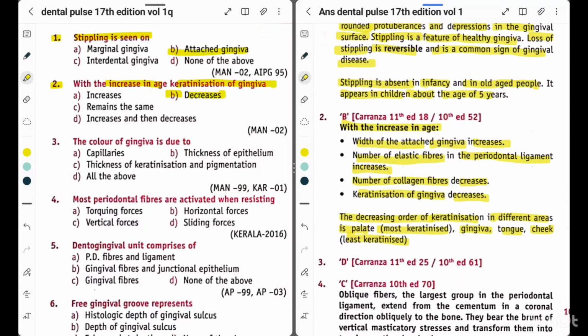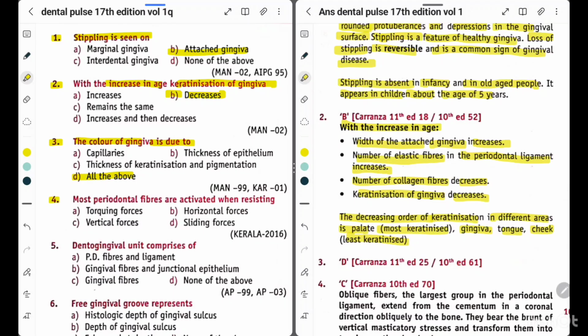Okay, now question 3. The color of gingiva is due to option A, capillaries, option B, thickness of epithelium, option C, thickness of keratinization and pigmentation, option D, all of the above. So its answer is option D, all of the above. Color of gingiva is due to capillaries, thickness of epithelium, thickness of keratinization and pigmentation. All the three are true.